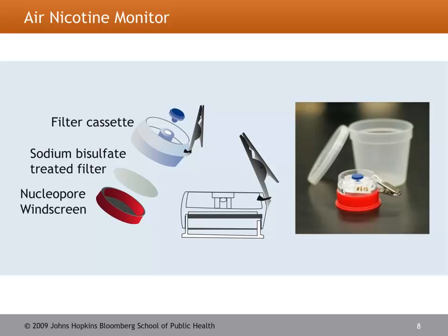So going back then to the diagram, you have the filter cassette, and that basically houses all parts of the monitor, and that's a hard, rigid plastic, and you see there it has a little bit of a screw that keeps all of the parts together. And then that sodium bisulfate treated filter is actually where the nicotine attaches. So it goes through the windscreen and onto the filter. And the back of the filter cassette is also open, so that wind can easily go through the windscreen and all the way through the end. The windscreen's main purpose is to keep a constant flow rate through there, and the filter then again is to contain the nicotine so that it attaches to that, and the filter cassette is just the whole housing unit.